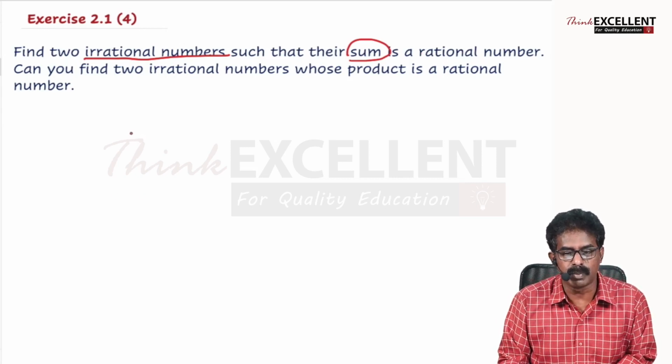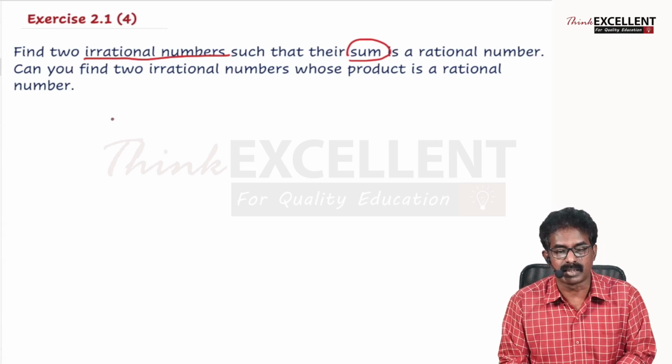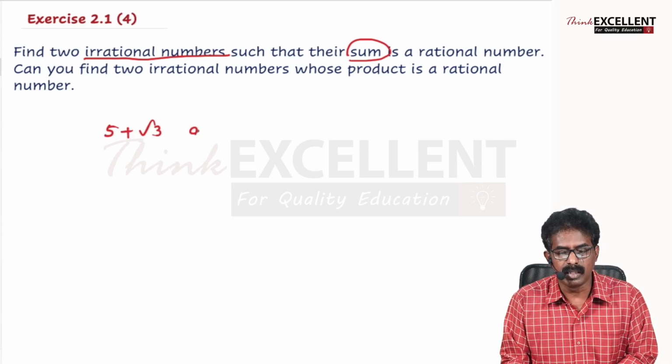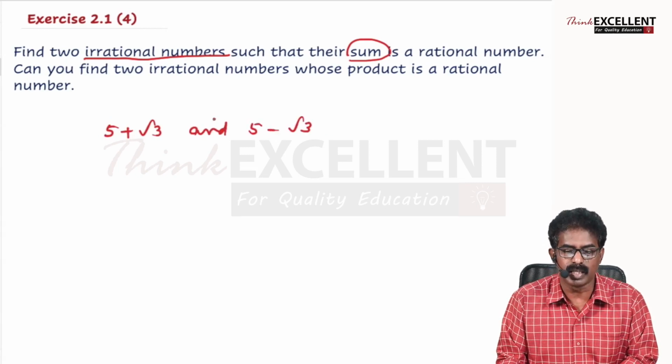So I'm taking two numbers. Can you find, okay, that is the second part. In the first part, they didn't ask yes or no. So straight away you find two irrational numbers whose sum is rational, okay? So I'm taking 5 plus root 3 and 15 minus root 3. Instead of 5 or 15, any number you can take, right? These are irrational numbers.